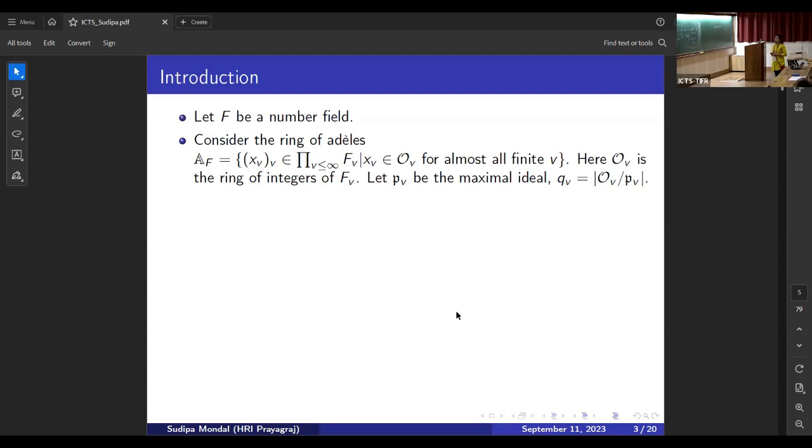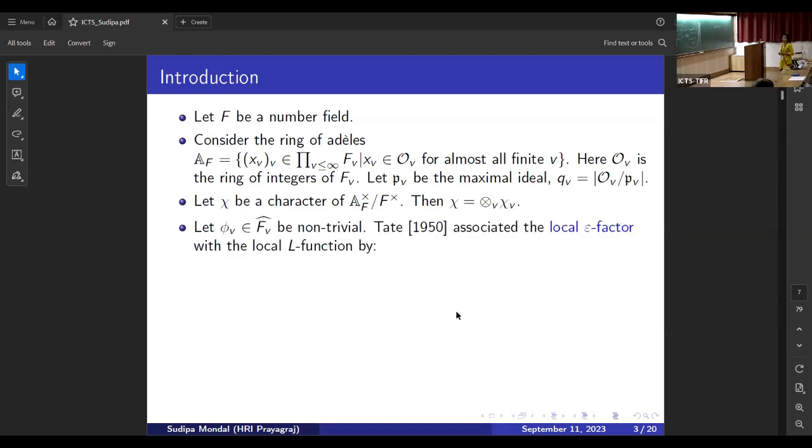Now this is a ring A_F. We can consider its group of units, which is called the idele group. Now consider a character of the idele group, which is called a Hecke character, such that it is trivial on F star. Then this character has a decomposition as chi_v, where each chi_v is a character of the multiplicative group of F_v, such that chi_v is trivial on O_v for all but finitely many v.